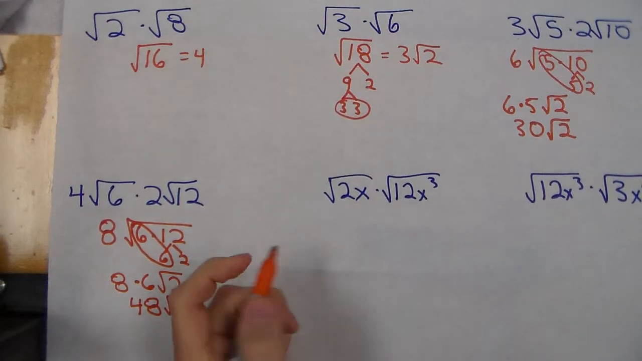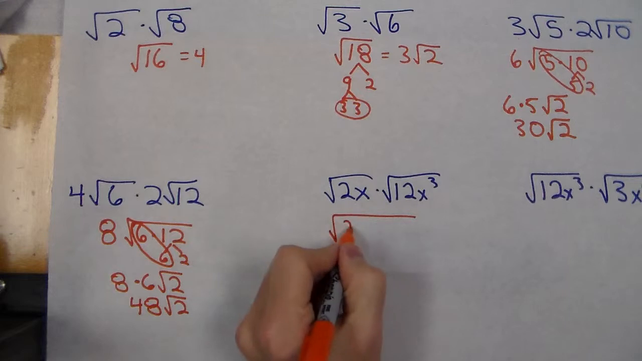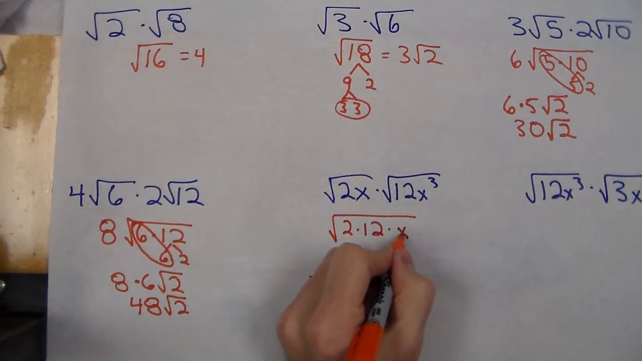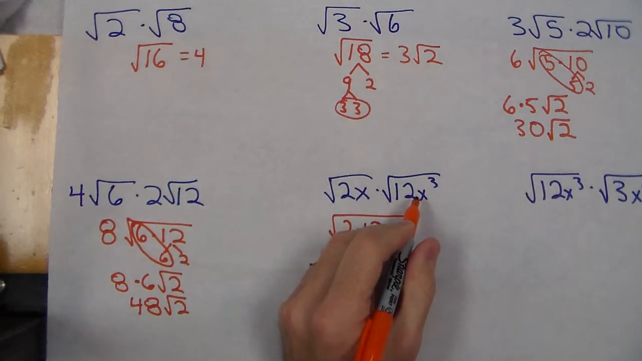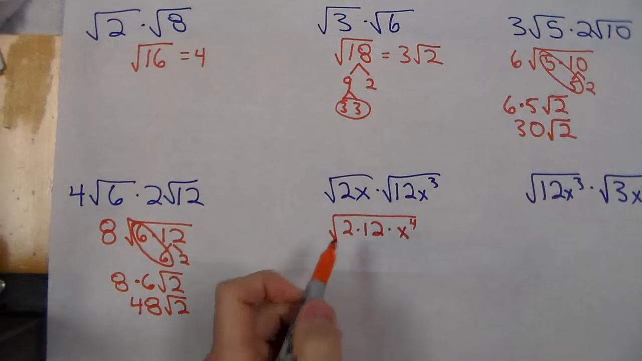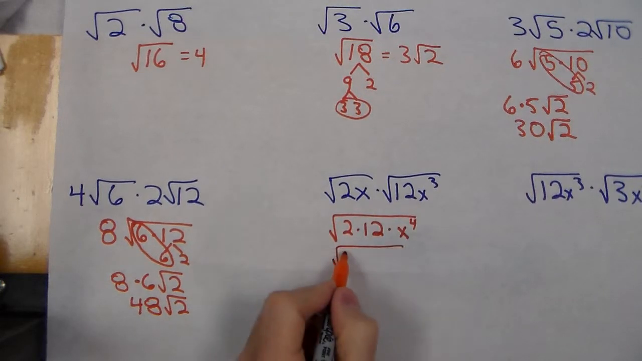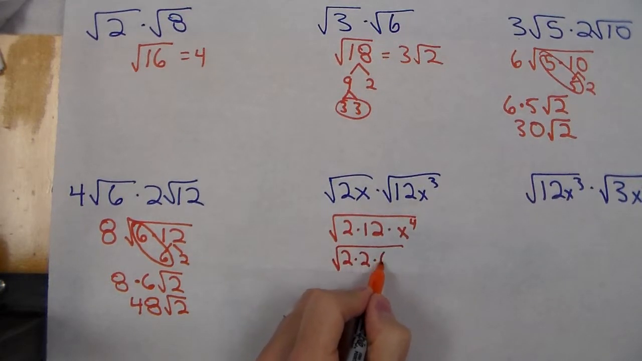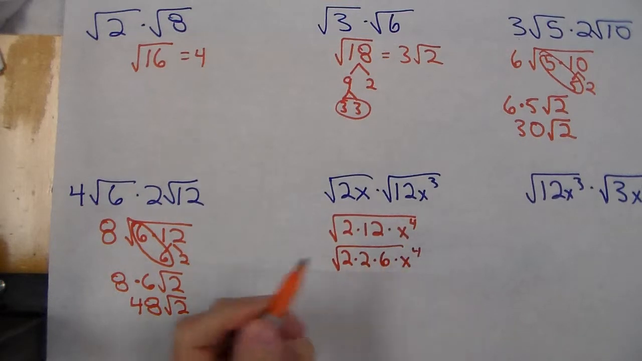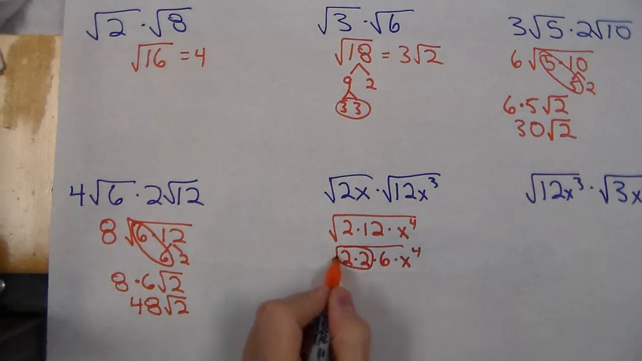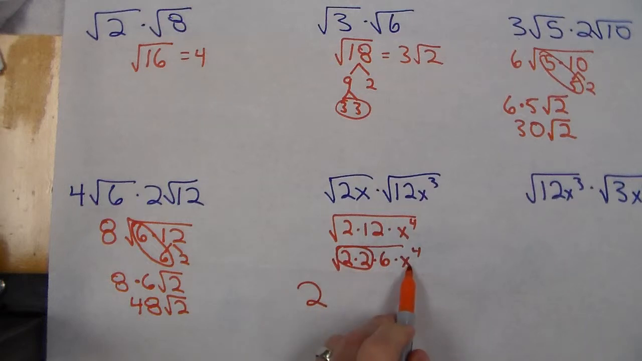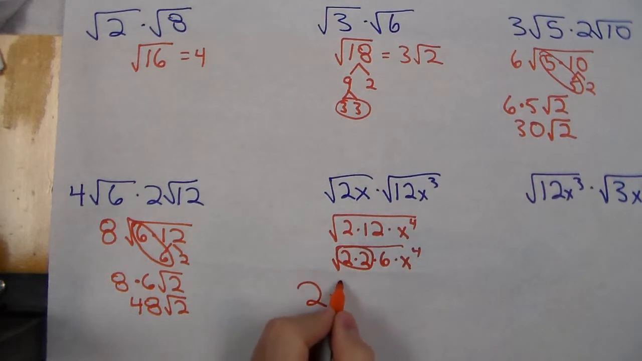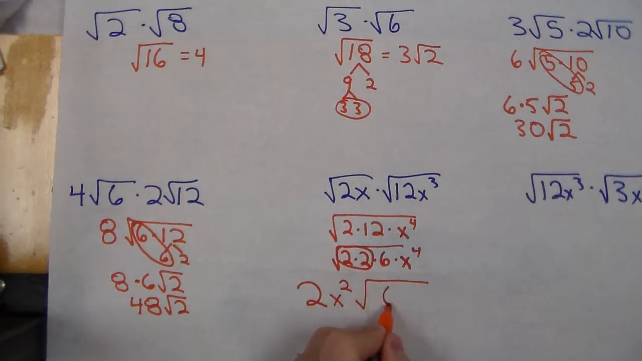Now we're going to bring in some variables. So we get 2 times 12 times x to the 4th, because I have 1 x and 3 x's, that gives me x to the 4th. 2 times 12 looks like it's going to be 2 times 2 times 6 x to the 4th, meaning a set of 2's are going to come out. And if I have x to the 4th, 2 sets of 2 come out, leaving me with just a 6 on the inside. So we read that as 2x squared root 6.